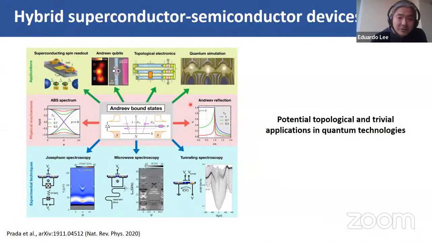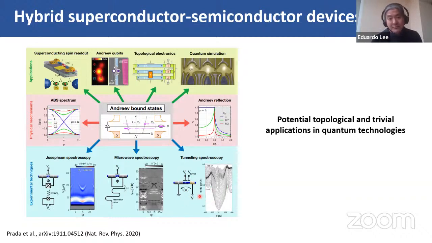Perhaps most of you know, it is a material platform that has been widely studied in the past decade, owing to prospects of applications both in topological and trivial quantum computing. So here I put a schematic that appears in this review paper by Elsa.